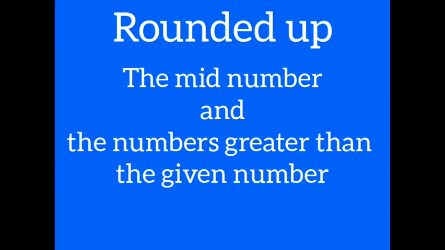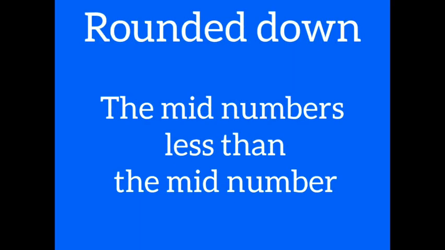The mid number and the numbers greater than it are rounded up. From the number line 0 to 10, 5 and after 5 are rounded to 10, which is called rounded up. Next, rounded down. The numbers less than the mid number are rounded down, which means the numbers less than 5 in the number line 0 to 10: 0, 1, 2, 3, 4. These numbers are rounded to 0. Then it is called rounded down.